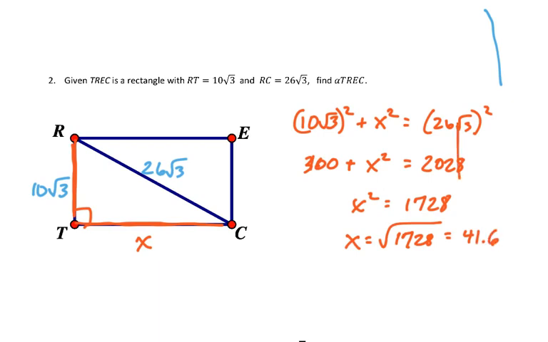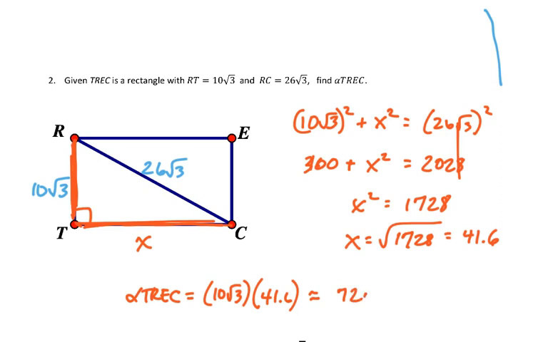41.6. So the area of TREC is going to be this base, 10 square root of 3, times this other consecutive side to it, 41.6. And that's approximately equal to 720. But the area would be 720. Just pay attention to what the given information is.